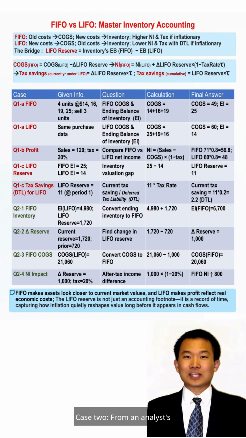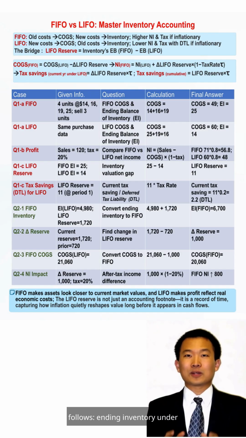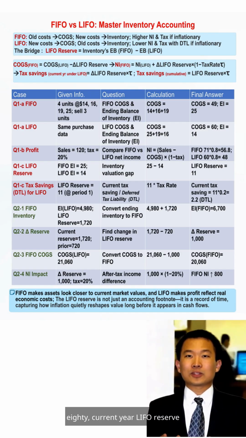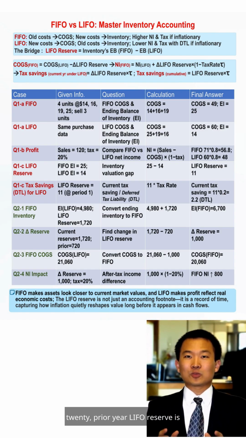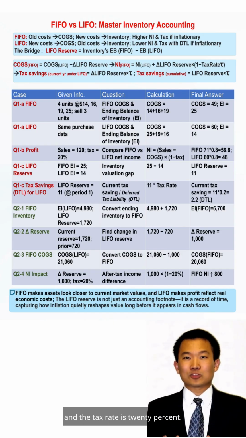Case 2. From an analyst perspective, converting LIFO to FIFO, the disclosed information is as follows. Ending inventory under LIFO is 4,980. Current year LIFO reserve is 1,720. Prior year LIFO reserve is 720. COGS under LIFO is 21,060, and the tax rate is 20%.